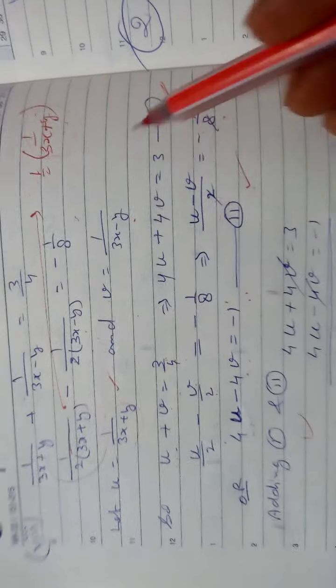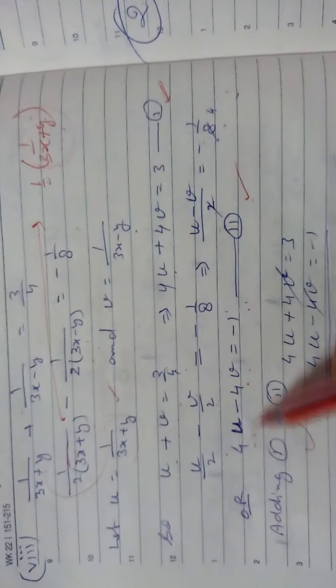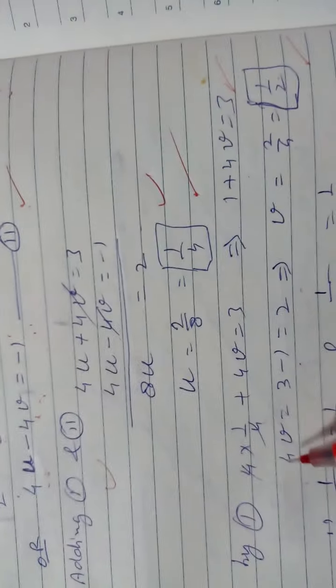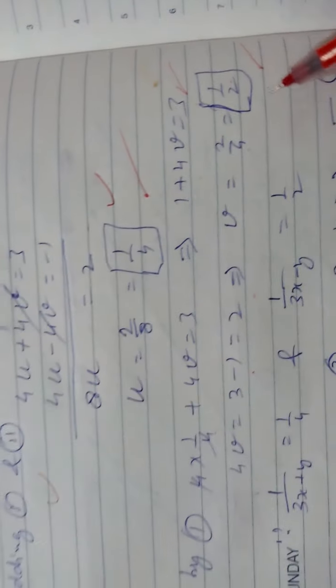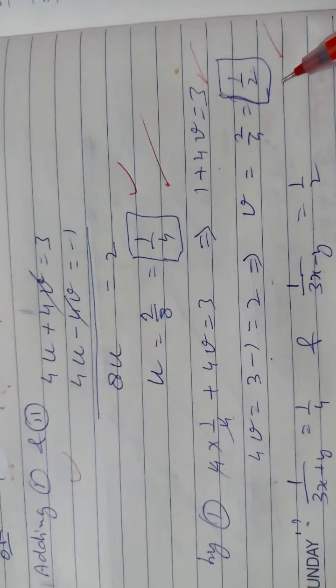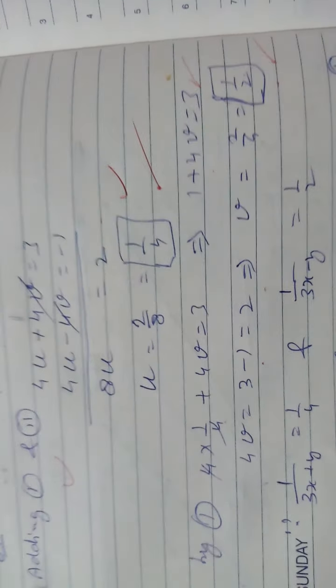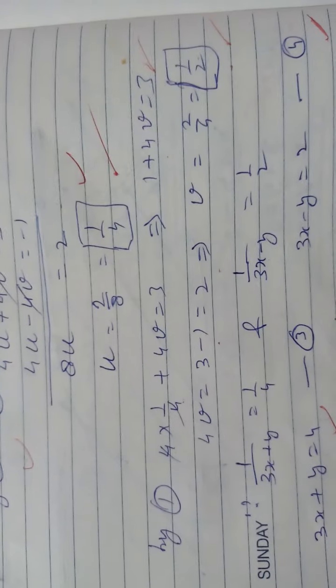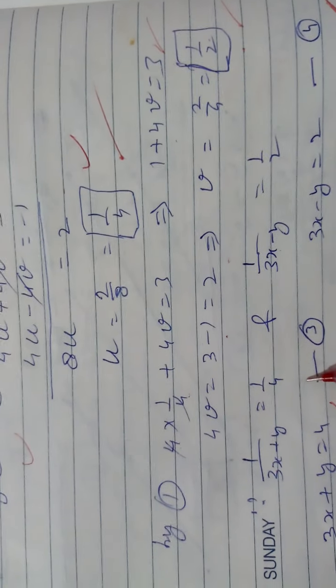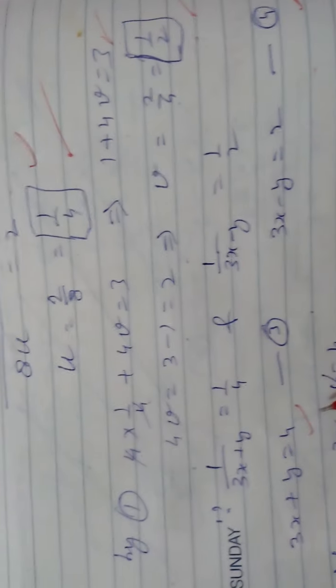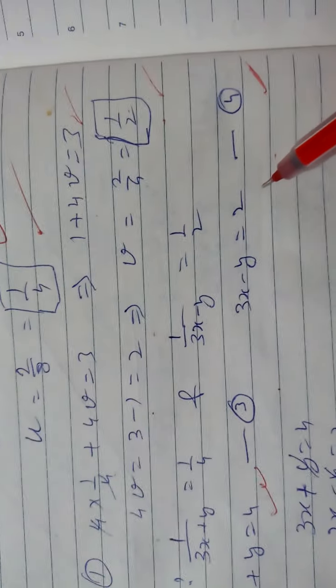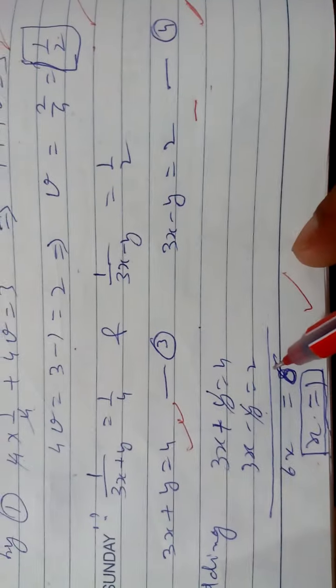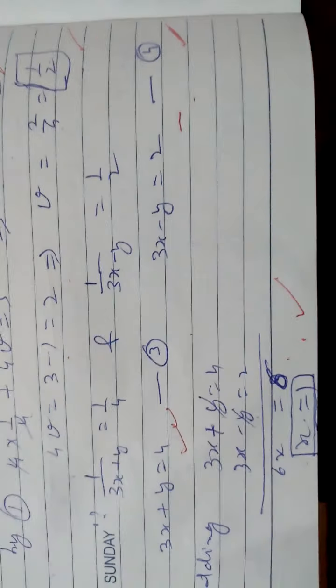First also has 4u, second also has 4u, 4v, 4v, so add both. You get u, put u here, you get v. Now equate u and v with your assumption. You are getting 1 upon 3x plus y, so cross multiply, getting 3x plus y equals 4. 3x minus y equals 2. Again add, x equals 1. Then by the third equation, y is also 1.